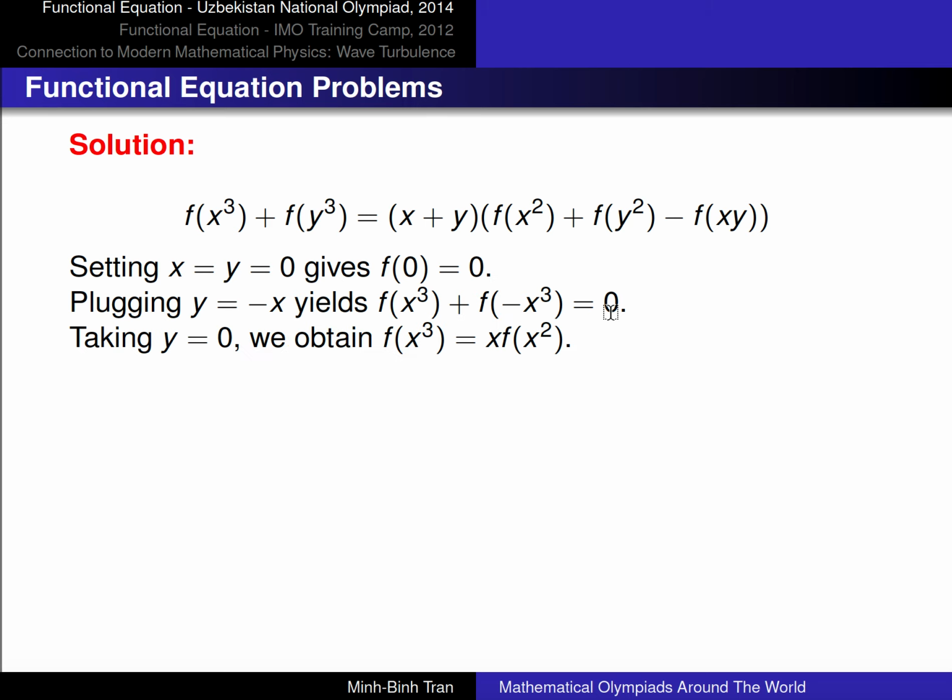Now I'm gonna replace y to be 0. When y is 0, I replace 0 here, which is 0. I replace 0 here, which is 0. I replace 0 here, that makes everything 0. I replace 0 here, it is also 0. So the leftover is this one and this one. In other words, I have f of x cubed is x times f of x squared.